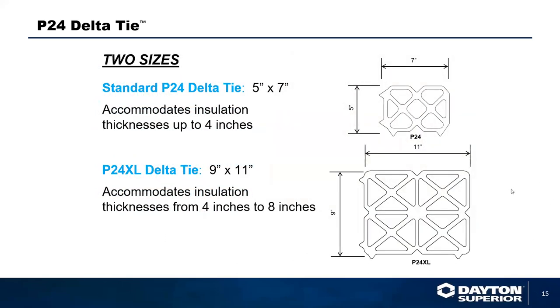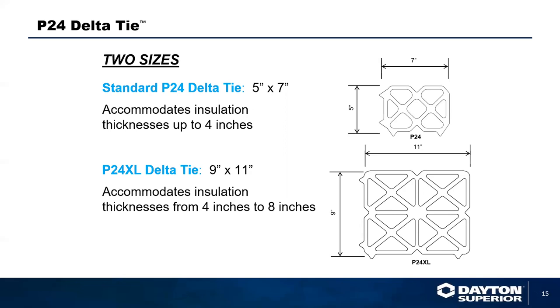As we mentioned, we have two sizes. The standard Delta Tie is 5x7, accommodates insulation up to 4 inches. Typically, there's a requirement that you have to have an inch and a half of Delta Tie embedded in each concrete layer. So in the structural wise, you have to have an inch and a half embedment. In the fascia wise, you have to have a minimum inch and a half embedment. So the standard size will handle a 2-inch piece. If you rotate it 90 degrees, it'll handle 3-inch and 4-inch insulation.